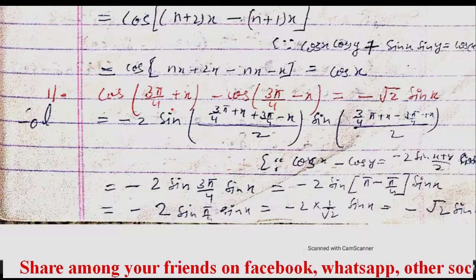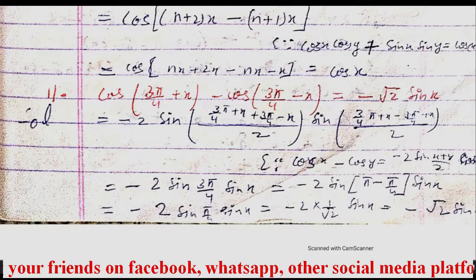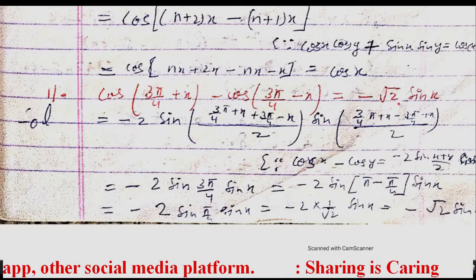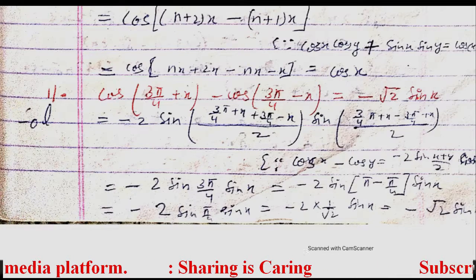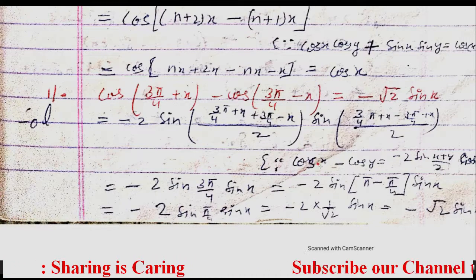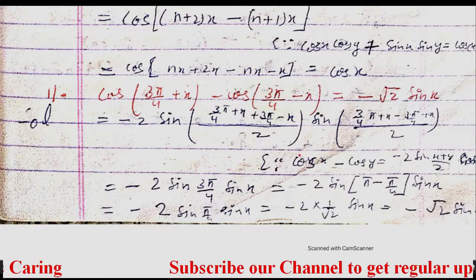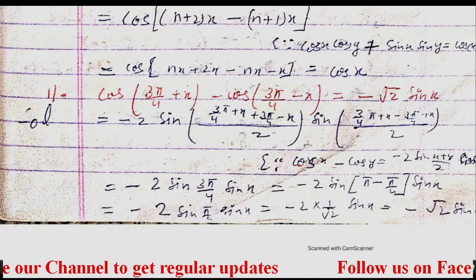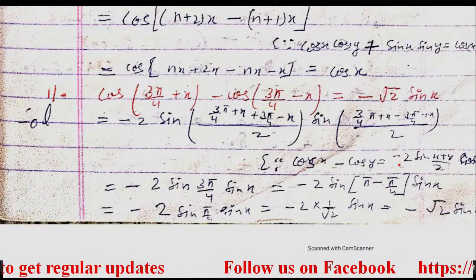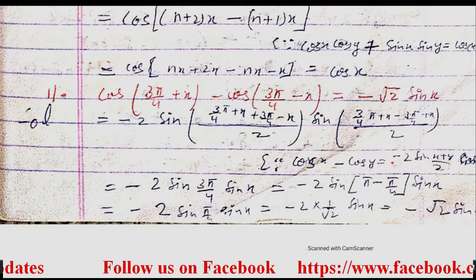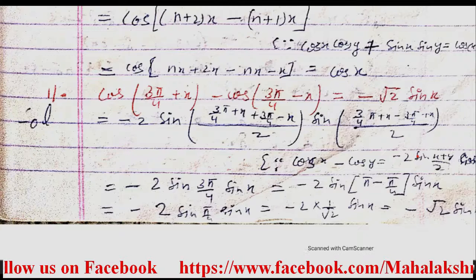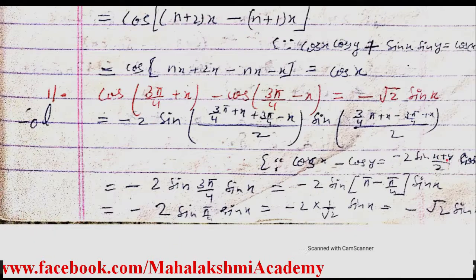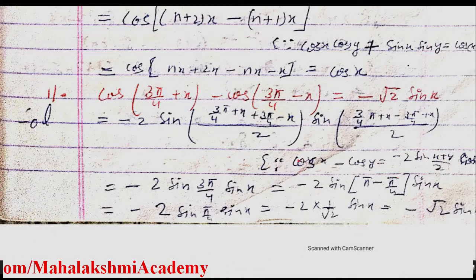In question number 11, we have to prove that cos(3 pi upon 4 plus x) minus cos(3 pi upon 4 minus x) is equal to minus root 2 sin x. So students, here we are going to use the formula of cos x minus cos y. C minus c means, as I already explained in the short tricks, minus 2 s s. The first s is for sine, the second s is also for sine. In the first you have to bring x plus y upon 2, and in the second you have to bring x minus y upon 2. So we are going to use this formula.